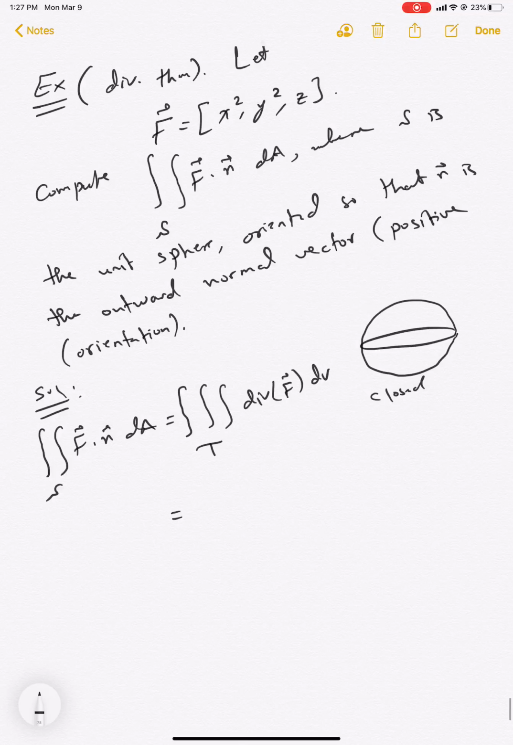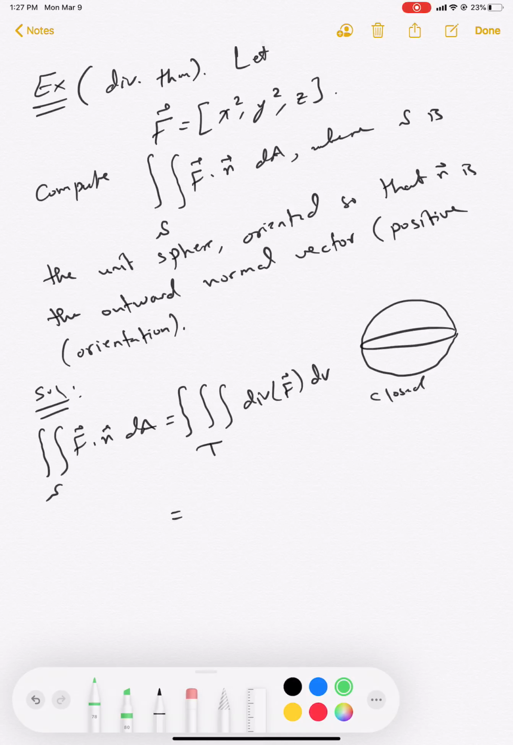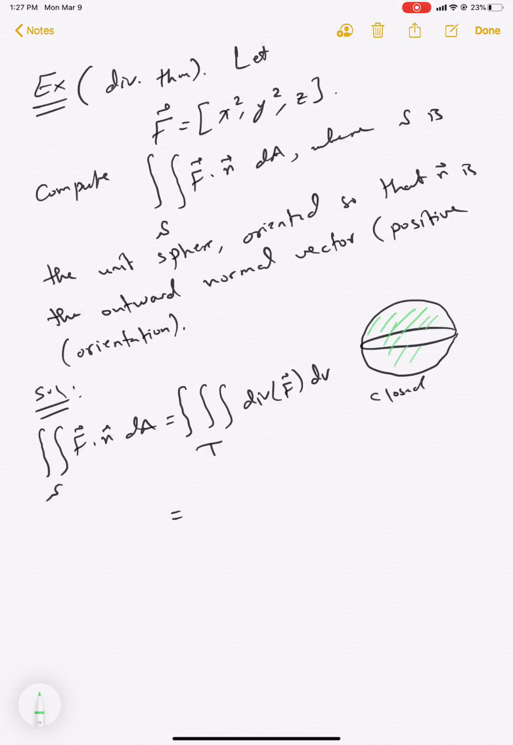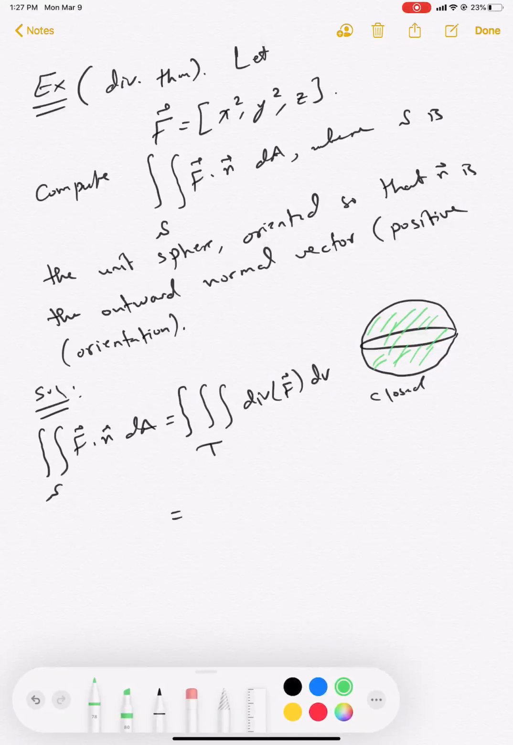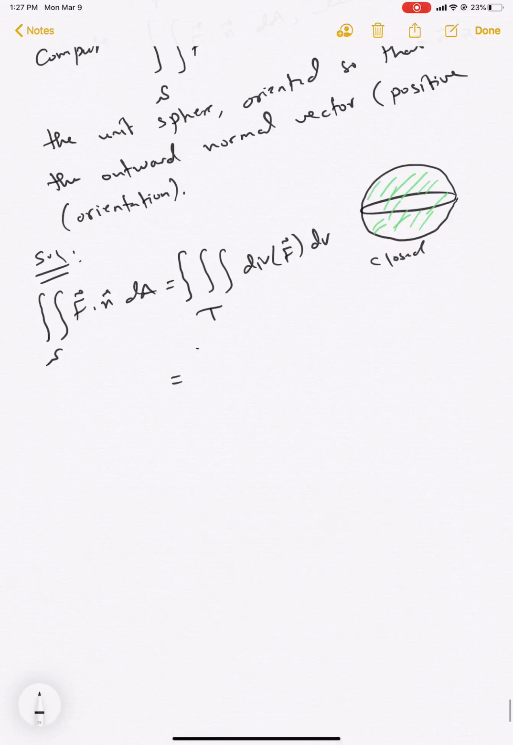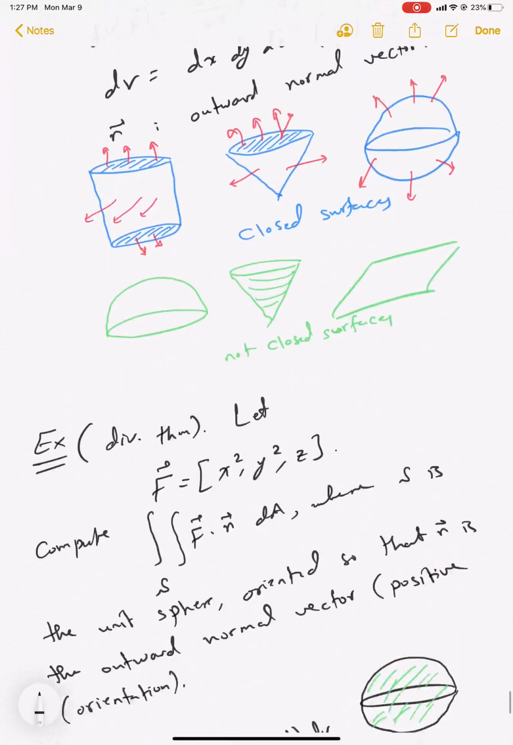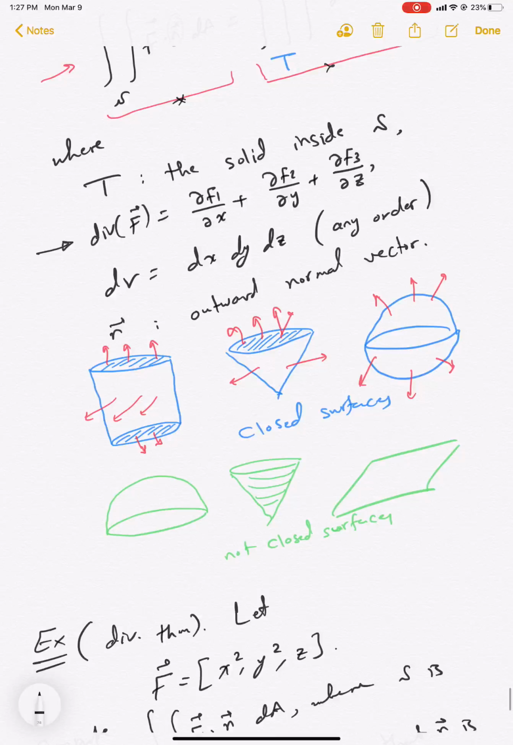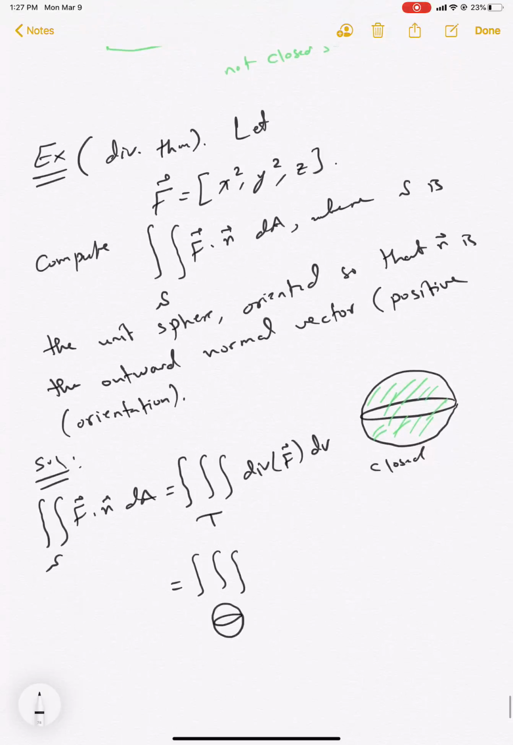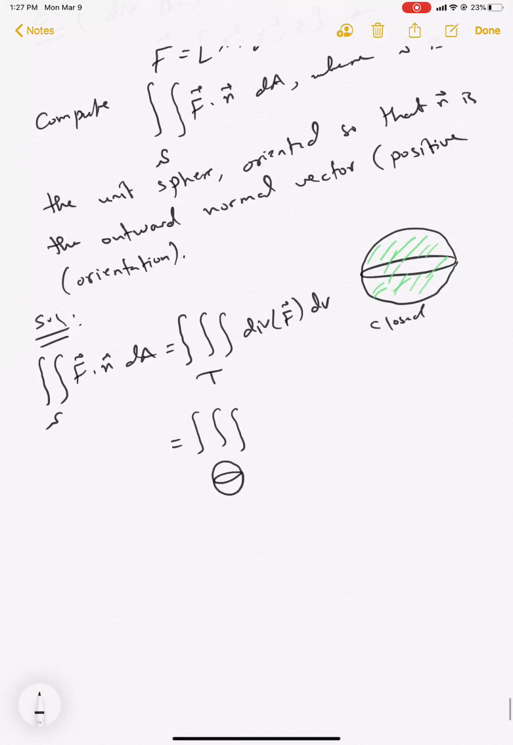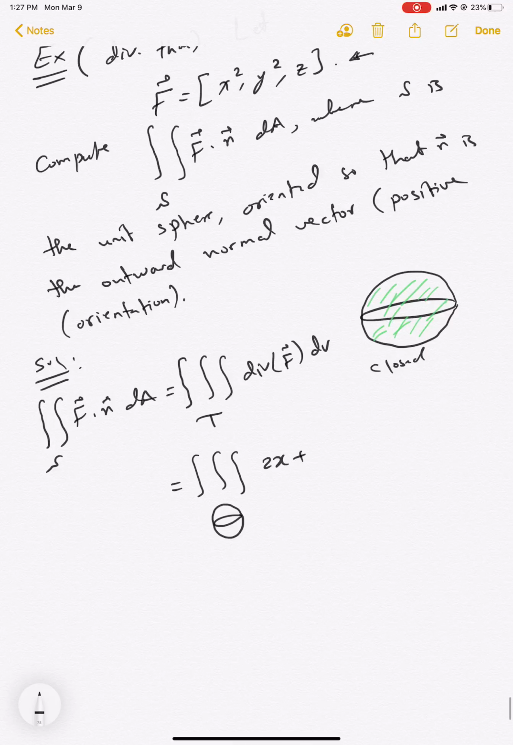What do we mean by T? T is the solid inside the surface. So this is the region of our triple integral. What is the divergence? This is the definition of the divergence. You take the first coordinate of the function, differentiate it with respect to x, that's 2x. The second differentiated with respect to y, the third differentiated with respect to z, dV. And now you compute this integral.